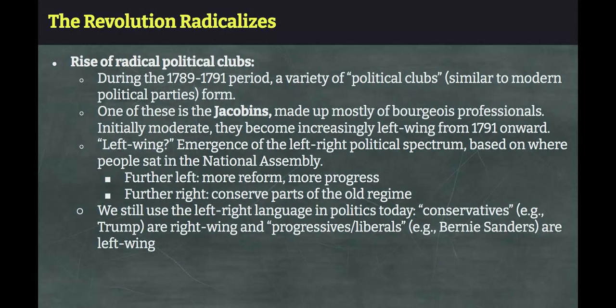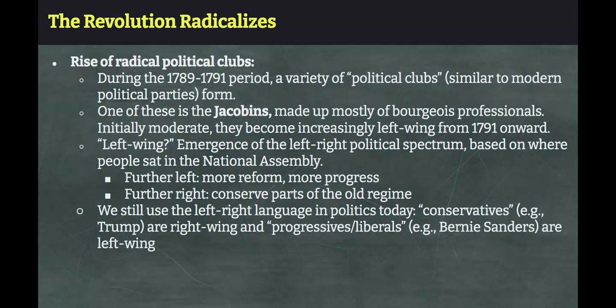All right, so the first factor that leads the revolution to radicalize is the rise of radical political clubs. So during this moderate period, so 1789 to 1791, a variety of political clubs, which are a lot like modern political parties, start to form. So one of these is called the Jacobins, and it's made up mostly of bourgeois, so middle-class professionals, so a lot of lawyers. Now, they start off really moderate, but they become increasingly left-wing from 1791 onwards. So they become increasingly radical onward.